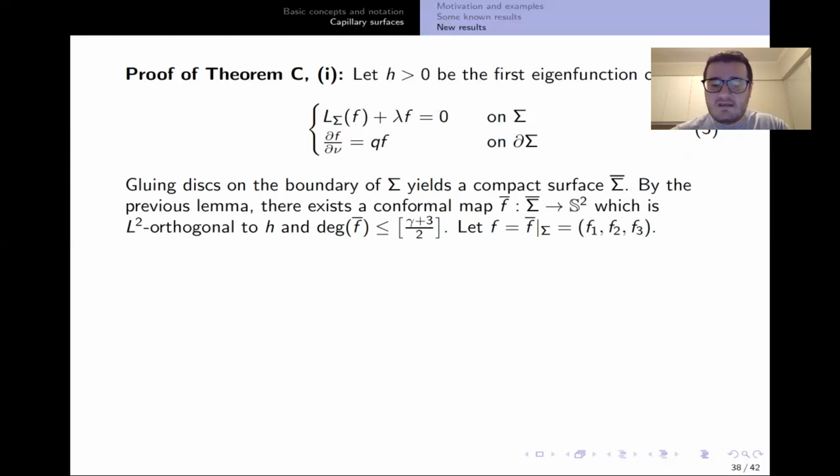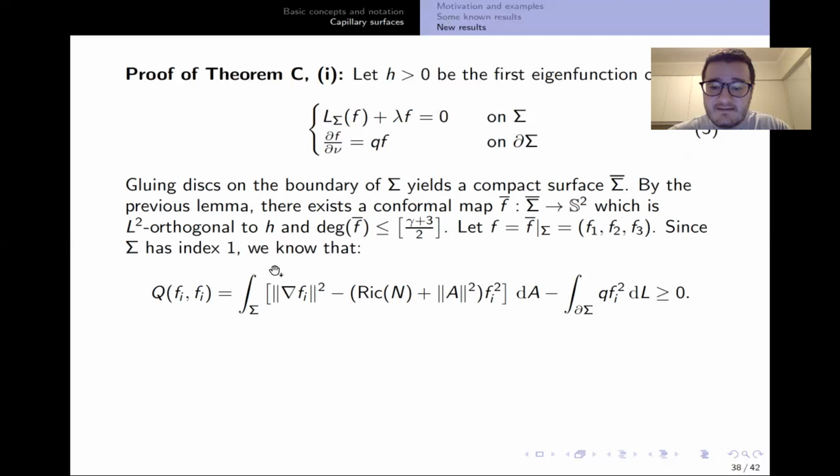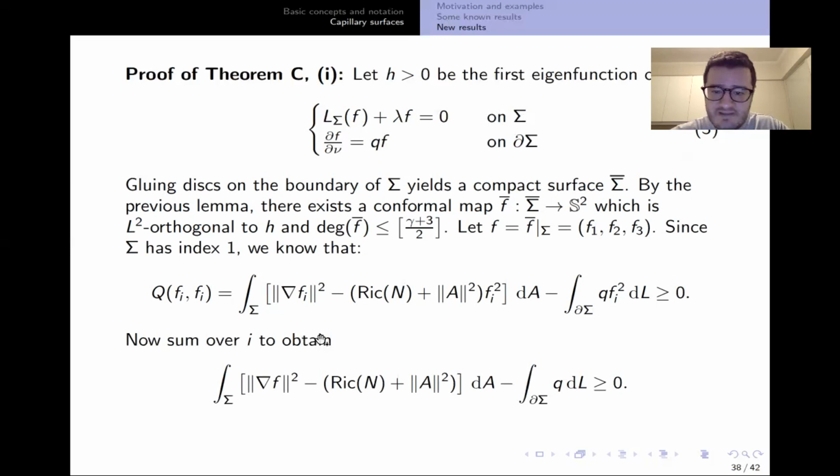And since sigma has index one, and each Fi here is orthogonal to the first eigenfunction, then we know that this quantity here, which is the index form applied to each Fi, is non-negative. This is by the fact that sigma has index equal to 1. So now we sum over i, and we observe that the sum of Fi squared over i is just equal to 1 because F lies on the sphere. The codomain of F is the sphere. So we have this inequality here.